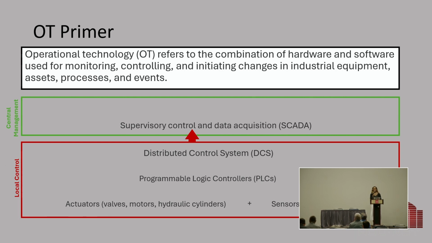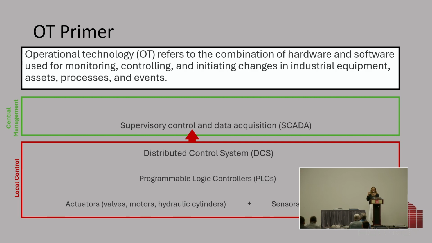When you think of an actuator, think of something that's actually doing a movement, right? It's a valve that's opening and closing. It's a motor. There's something turning a cylinder. It's a mechanical movement. And a sensor, we all know what sensors are. They're taking elements from the physical environment, whether it's temperature, pressure, or flow, and they're converting that into electrical signals.